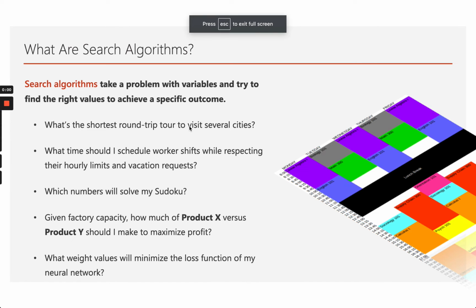Problem, so limits and vacation requests. Which numbers will solve my Sudoku? And given factory capacity, how much of product X versus product Y should I make to maximize profit? And then what weight values will minimize the loss function of my neural network? So these are all search algorithms. These are all problems begging for a search algorithm. Gradient descent in itself is a search algorithm because you're trying to find the right parameters to fit a model to.